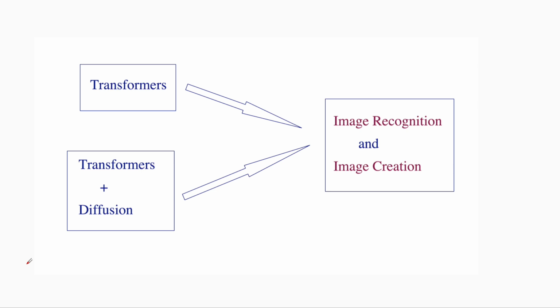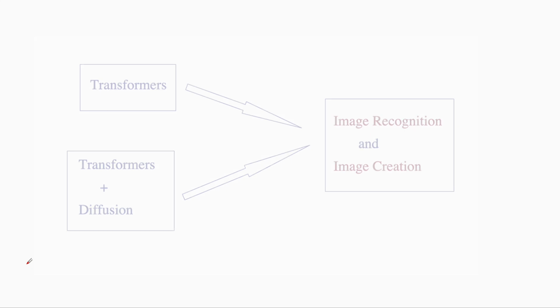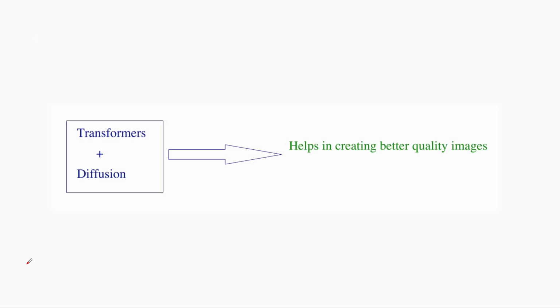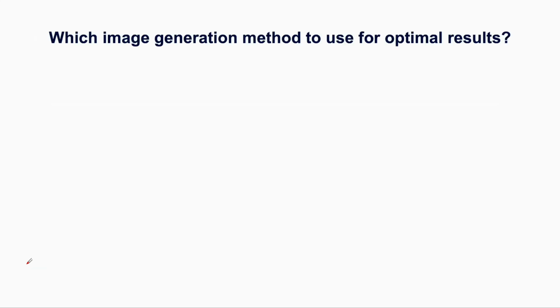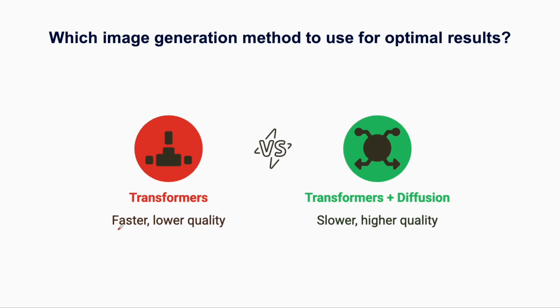In transformers, there are systems which use only transformers. Also, there are systems that use transformers along with diffusion. They help in creating a better quality image. Here, you can see the transformer-only systems create an image faster, but the image quality will be lower. But transformers combined with diffusion create images a little bit slower, but they produce higher quality images.